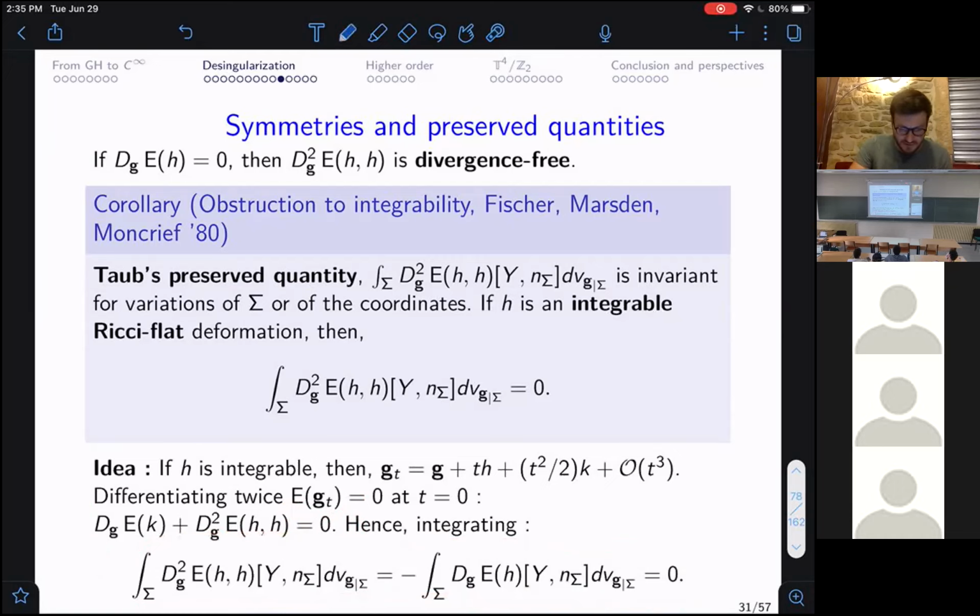Oh, sorry, that's not the h here. That should be k. Sorry, that's k here. That's your k that you find here. So we have a nice abstraction to integrability.